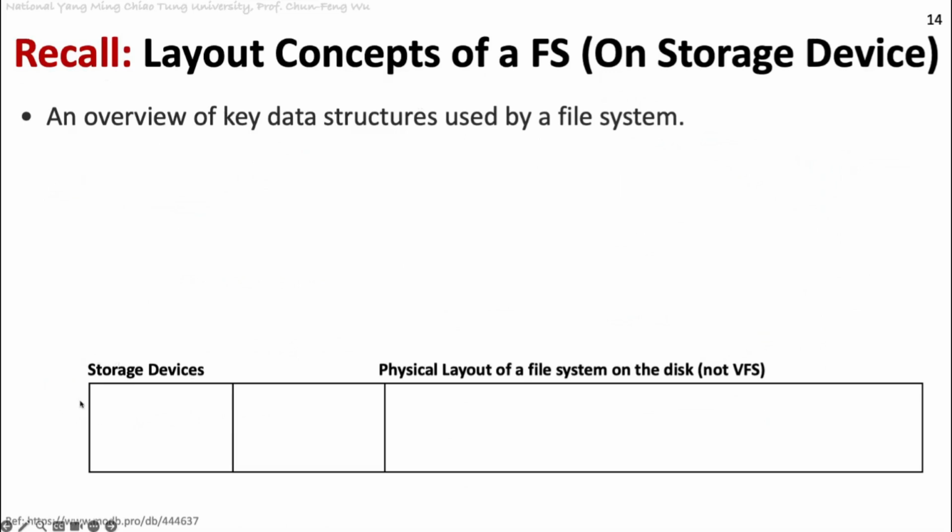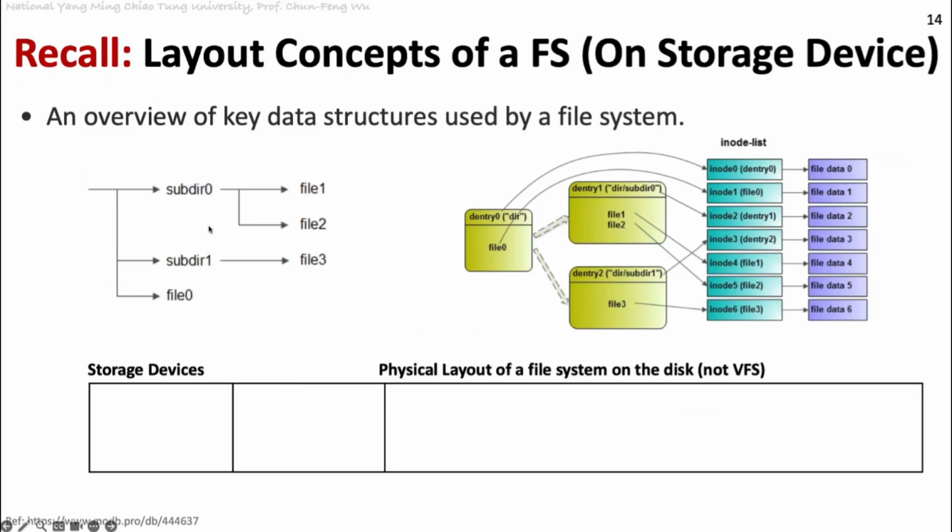A file system describes the data stored on the storage device. We use an example: if this is a storage device, the physical layout of the file system on the disk is like, one moment. Before talking about this, let's first give you some assumptions. If there is a directory tree like this, there is subdirectory 0, and under subdirectory 0 there are file 1 and file 2. Another directory is subdirectory 1, which has file 3. And then we have one file in the same directory as subdirectory 0 and subdirectory 1.